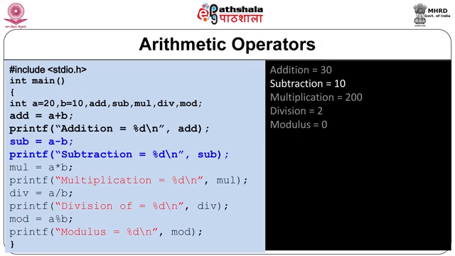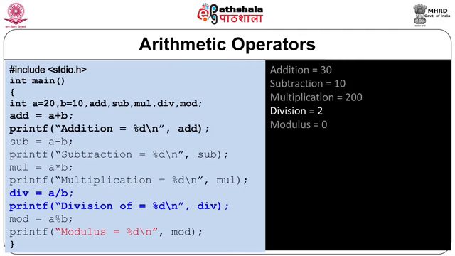Then multiplication. For multiplication we are using star or multiplication symbol, A into B. So your value of A is 20, B value is 10, so product is 200, and that 200 is displayed using third printf statement. For division we are using A divided by B or A slash B. This is for division purpose.